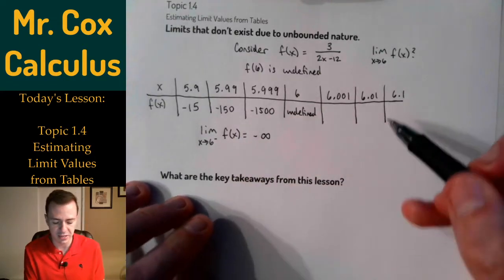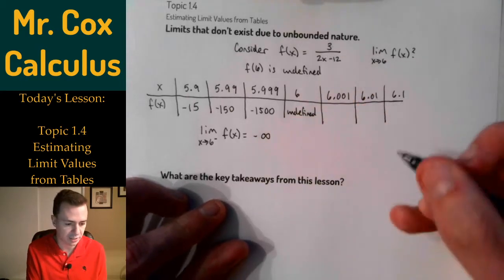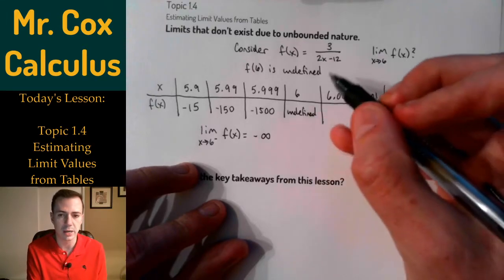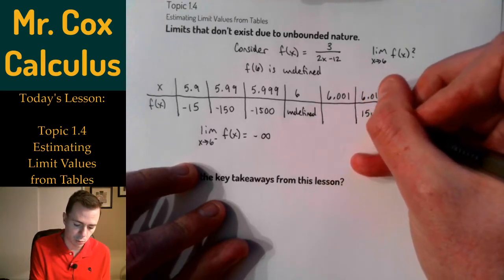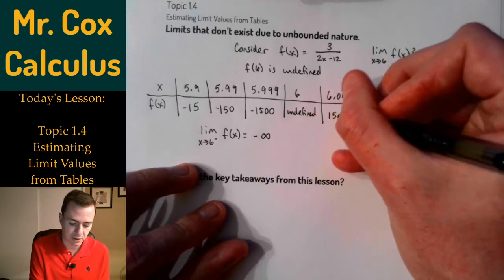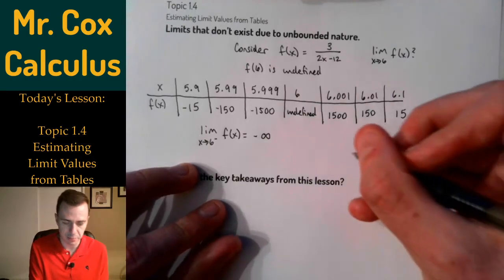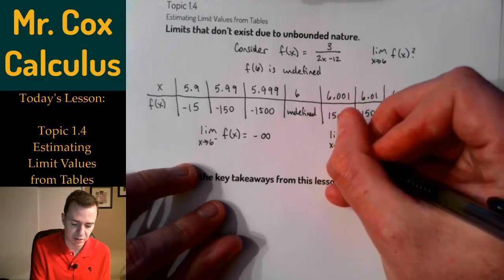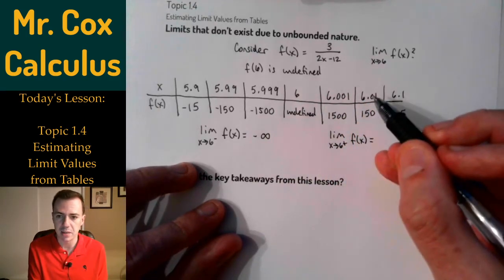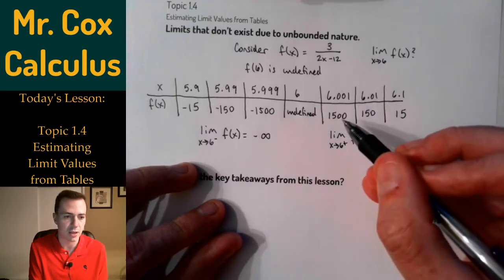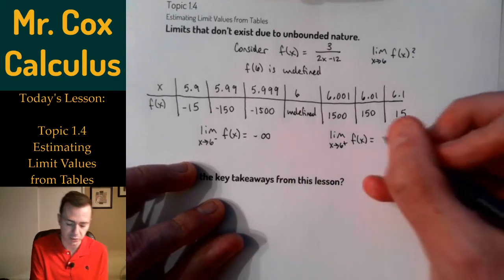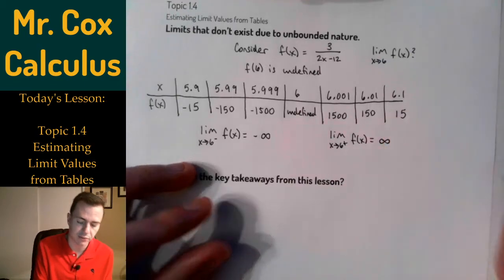All right, let's plug in some of these values over here. 6.1, if I substitute it in, I get positive 15. 6.01, I end up with positive 150. And then 6.001, I get positive 1500. And I get a very similar kind of behavior. So if I say the limit as x approaches 6 from above of f of x, as I'm approaching 6 from the right, my function values are growing unboundedly large, but this time in a positive way. So I can say that that's headed towards positive infinity.